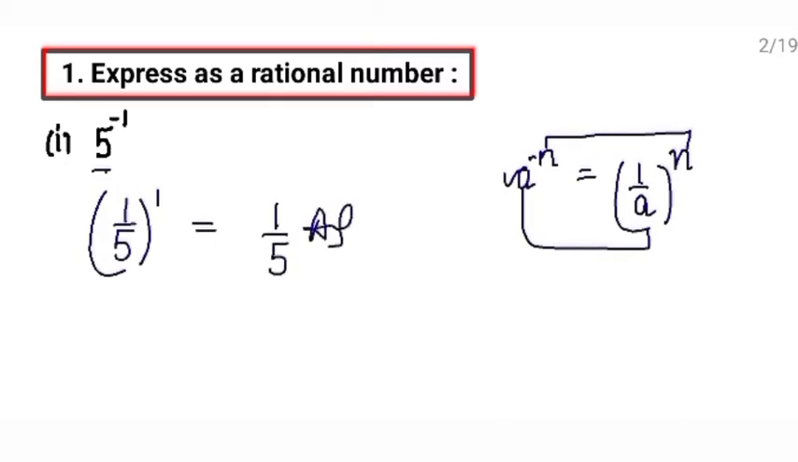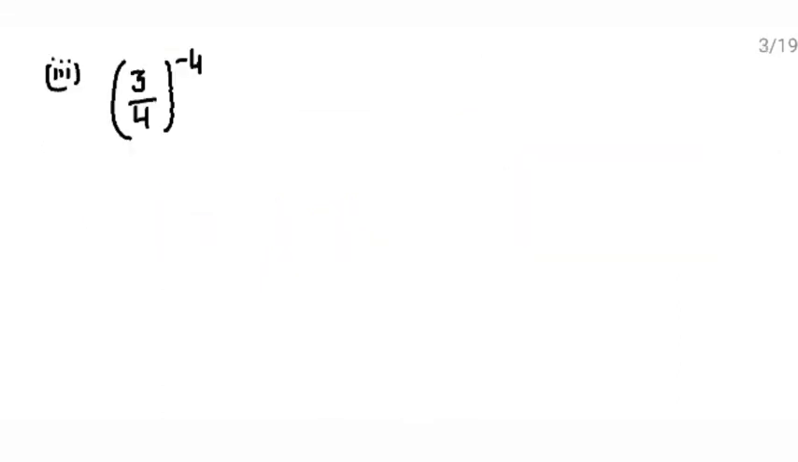This is your answer. The second part is 3 upon 4 raised to the power minus 4. Here the base is this and the power is minus 4. Firstly, you will write the power as a positive number. So write the reciprocal of this base. The reciprocal of 3 upon 4 will be 4 upon 3 and the power will become positive now. Now 4 upon 3 raised to the power 4 is here.